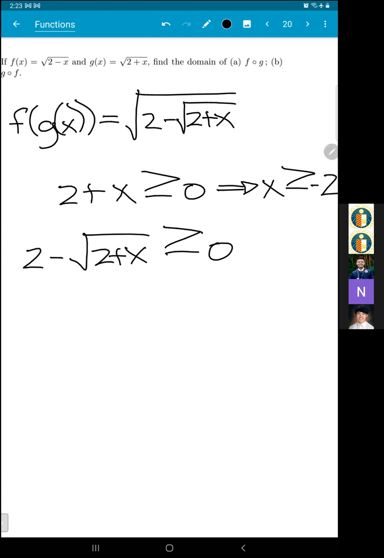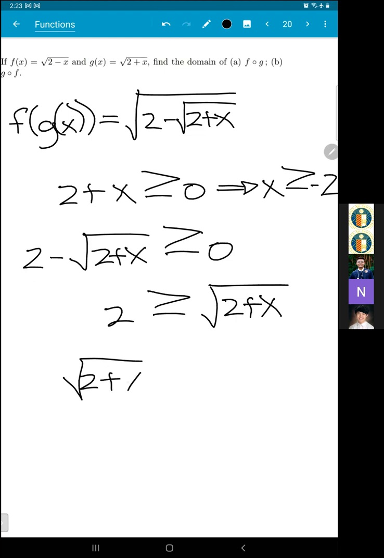Okay, let me first proceed with transpositions of this inequality. Let me transpose, say, this one to the other side. What we'll have is this. Or we can rewrite that as simply square root of 2 plus x less than or equal to 2. Okay, you interchange their positions. You also have to reverse the sense of the inequality.